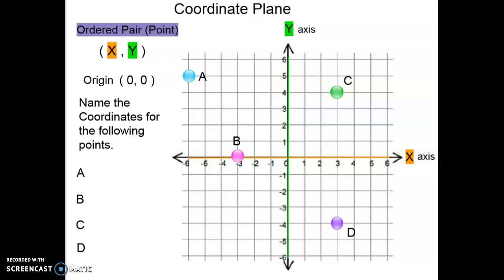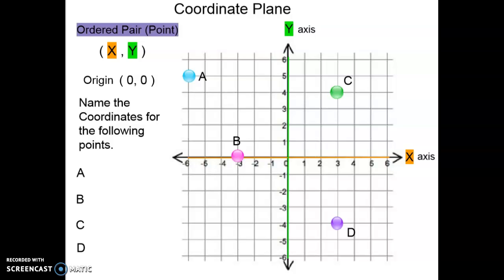Hi guys, this is Mrs. Petey again, and we're going to look at the coordinate plane this time. So you should have watched the other video, which was naming or plotting points. This one is going to be naming points, so actually writing down what the ordered pair is for a point. We're just going in the opposite direction.